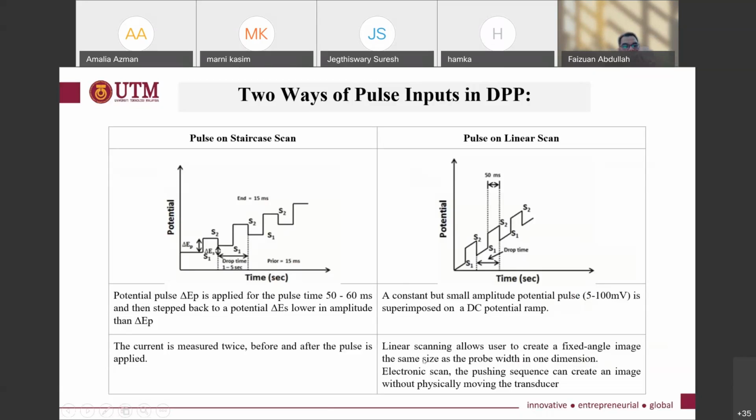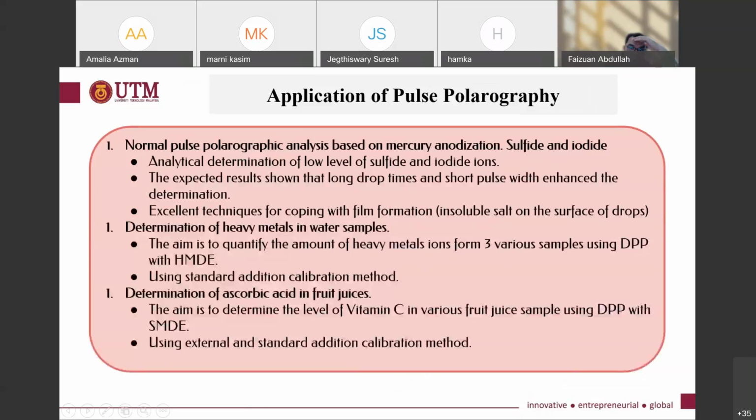And for the other one, the linear scanning allows the user to create a fixed angle image, the same size as the probe, in one dimension. So it is called electronic scan. The pulsing sequence can create an image without physically moving the transducer. Okay, next.